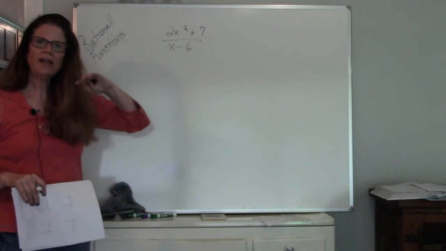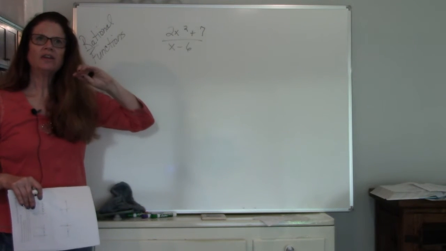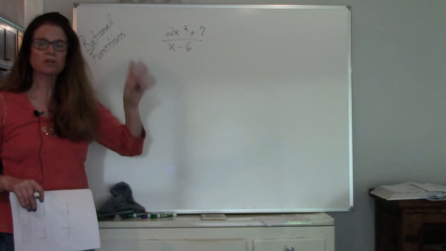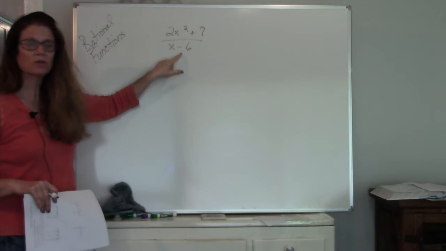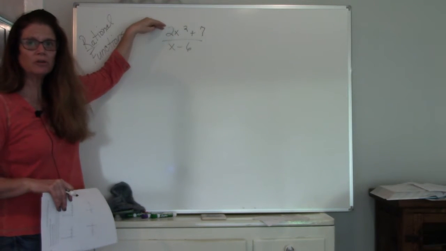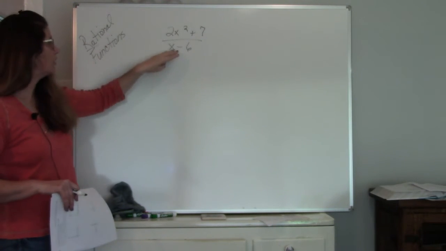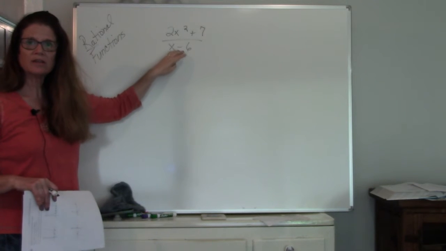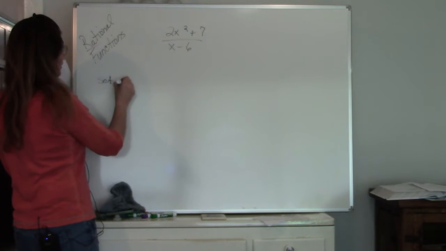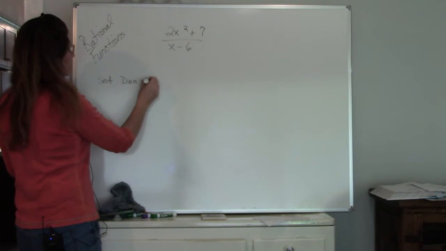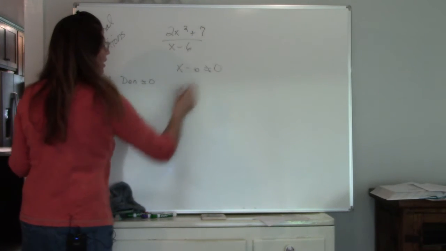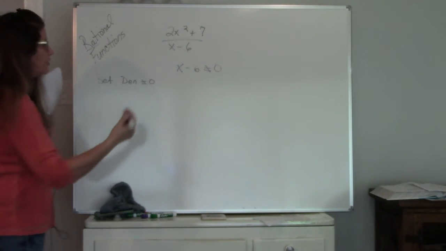So when you're looking at a rational function and you are looking for the domain restriction, the domain restriction means what's the one number that will make this bottom 0. It's fine to have 0 in the top. If you have 0 in the numerator, it just means the whole thing goes to 0. Where the restriction lies is in the denominator. So you're going to set the denominator to not equal 0. In other words, this denominator cannot be 0. Okay? And then you just solve like normal.